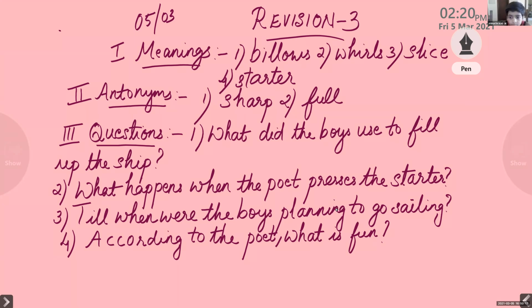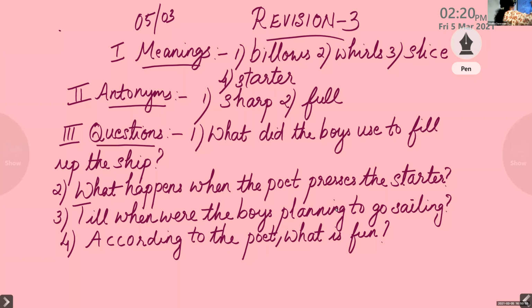What did the boys use to fill up the ship? The boys use sofa pillows to fill up the ship. And what happens when the poet presses the starter? Those who know the answer, just raise your hand. Yes, Niranjan. The propeller whirls around. Say it in a sentence. The propeller whirls around when the poet presses the starter.